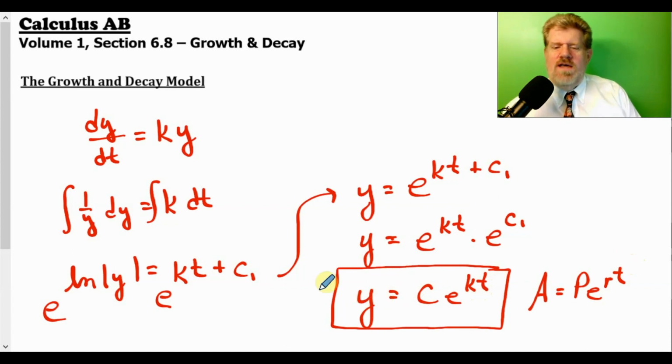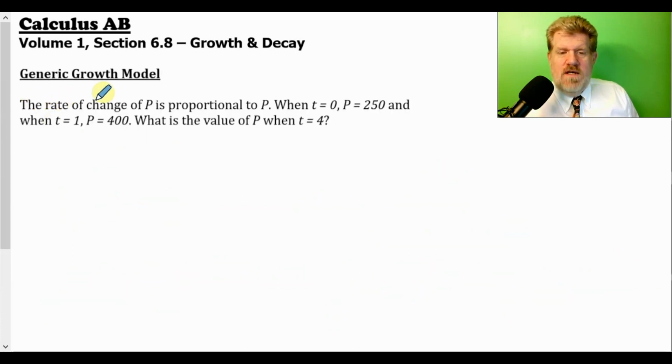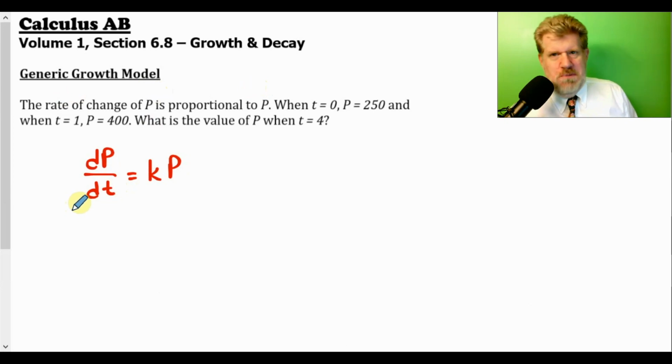So y equals ce to the kt is the general form of an exponential growth and decay model that fits all models when something is proportional to itself. For example, we're assuming that p is proportional to p, which means how p changes over time is proportional to how much p there is. I mean, population, you know what I'm saying.